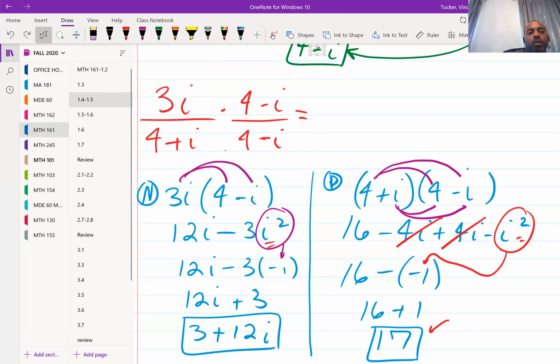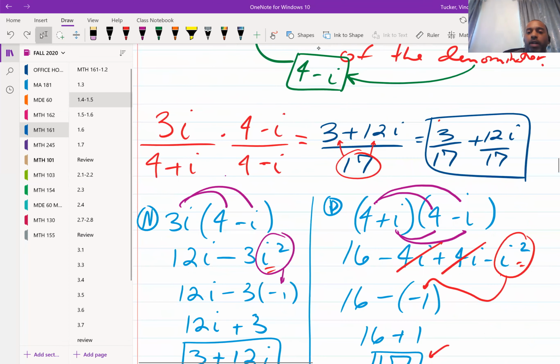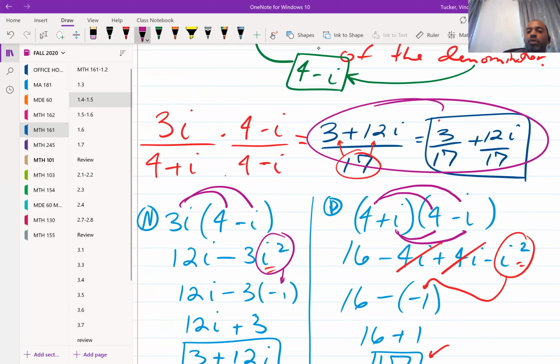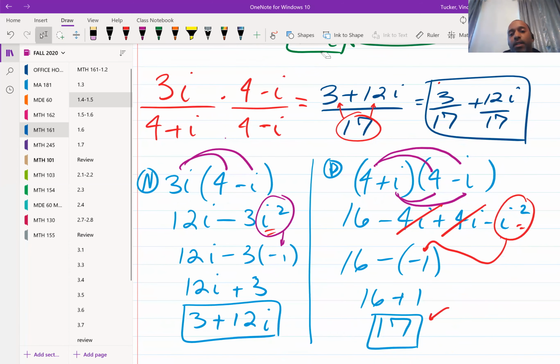All right, everybody good? All right, so then we go ahead and put that back. That's what I have right here in the dark. Oh, I still have my eraser on. Over here in the dark blue. So that 3 plus 12i, place it over 17.